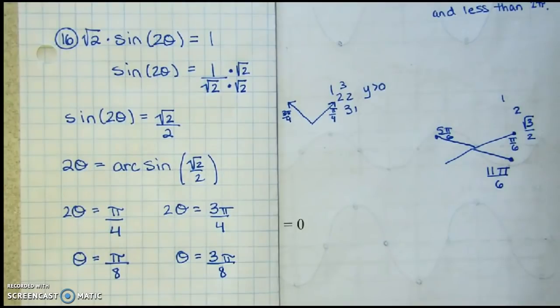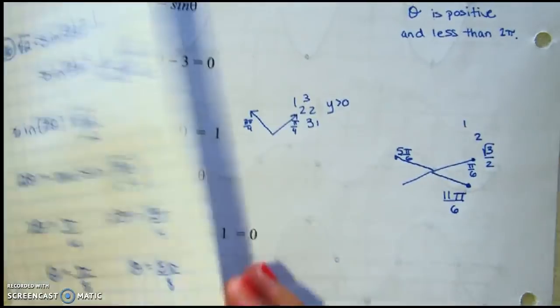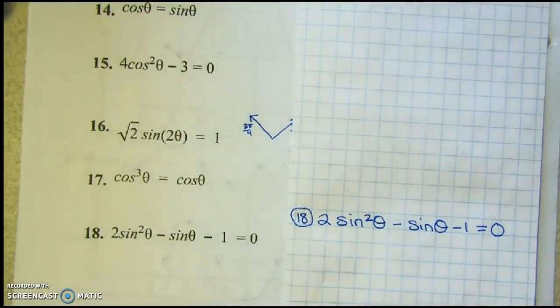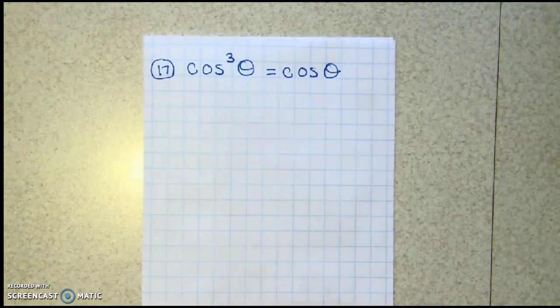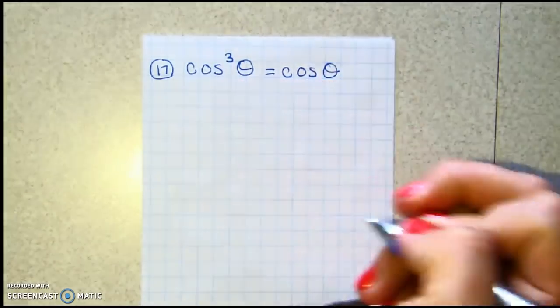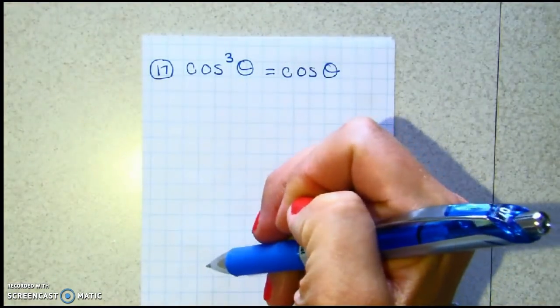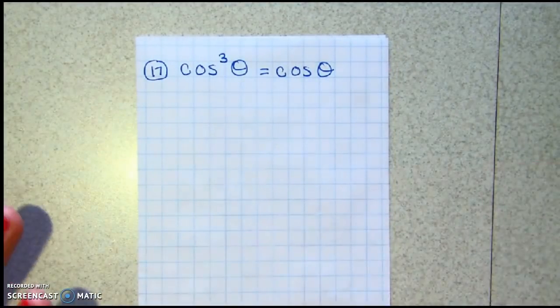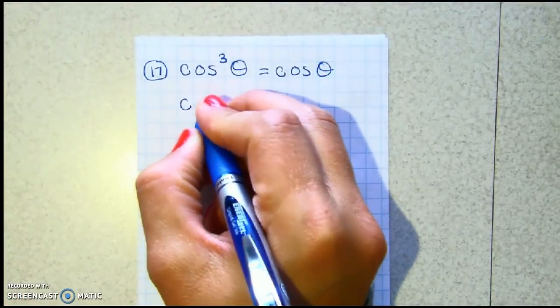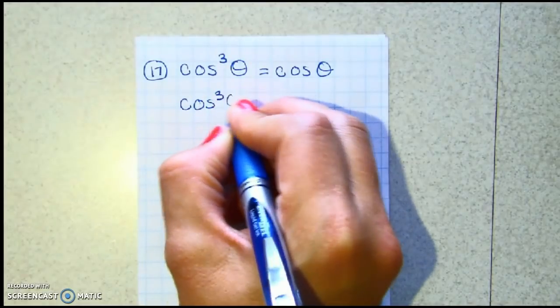Everyone okay? Hanging in there? How many more do we have? 17 and 18, 2 more. I love 17 because I got this wrong when I was in high school. I tried to divide both sides by cosine and cancel, and my math professor said that I just deleted one of the answers, and I felt bad.